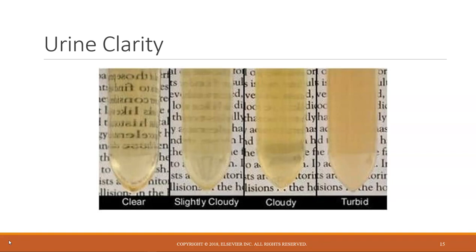I love this picture, and I wish it would be included in every urinalysis textbook. This is an illustration of urine clarity and the terms used to describe it. If you hold newsprint behind a urine and you can clearly see the type, that is a clear urine. If you can see some of the type behind it, that's slightly cloudy. If you can see tiny portions of the newsprint, then that is cloudy. If you absolutely cannot see any of the newsprint, then that is turbid.